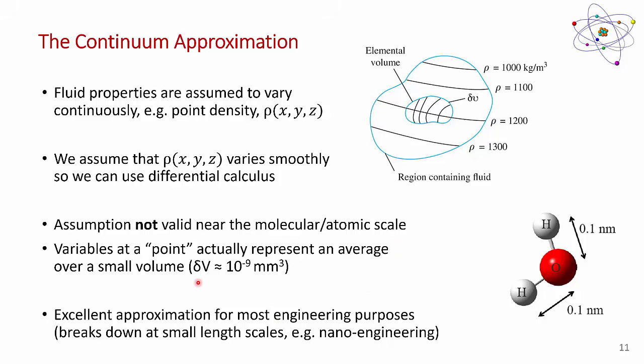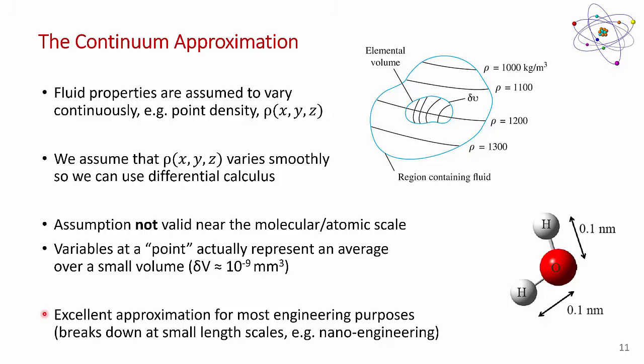So your book says if you average over a volume typically of about 10 to the minus 9 cubic millimeters, you can assume a continuous variation of density. So this approximation is used widely in a lot of engineering courses. So your solid mechanics course too would apply this.